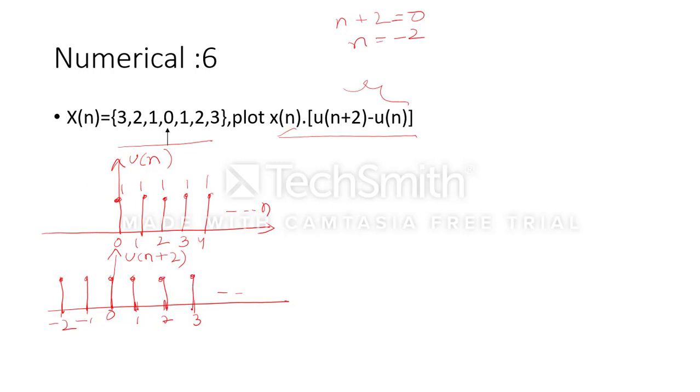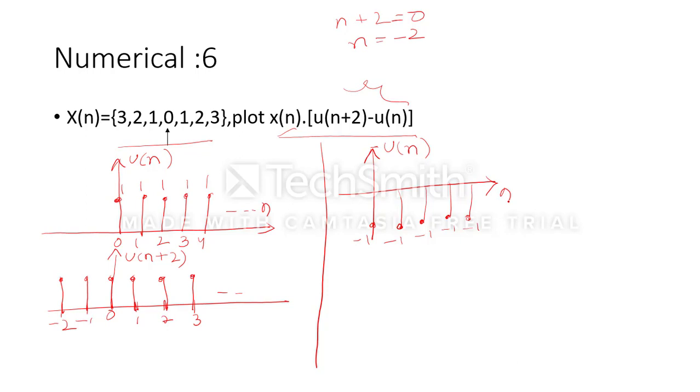Now next is minus un. Minus un obviously will be in the negative direction. In the negative direction, all the samples will have minus 1 magnitude: minus 1, minus 1, minus 1, minus 1, minus 1, up to n.